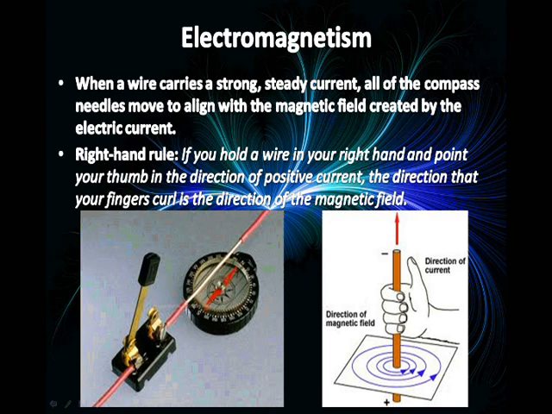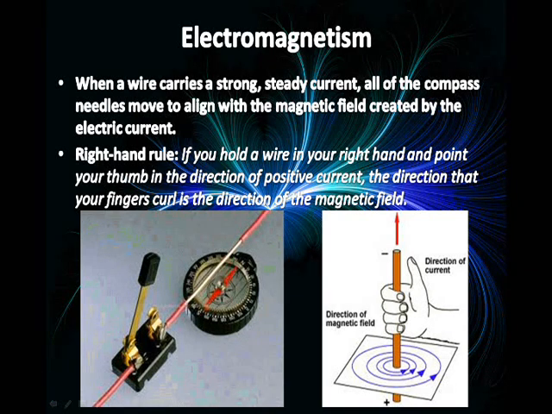When a wire carries a strong and steady electric current, they're showing you an experiment basically. So when you have a wire that carries a strong and steady current, the compass needles move to align with the magnetic field that's created by the electric current. So the most important thing you need to know on this is that you can use electricity to create magnetism. Okay, that's how they're related to one another.